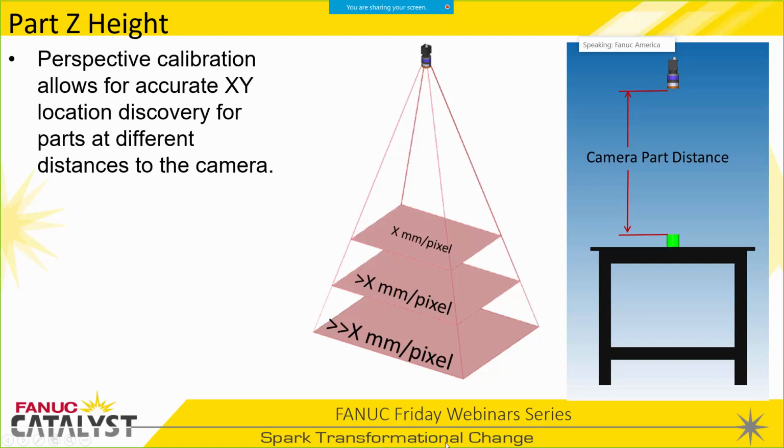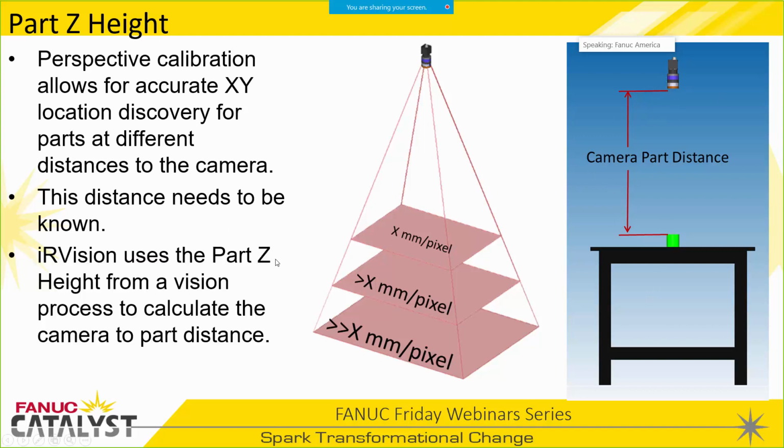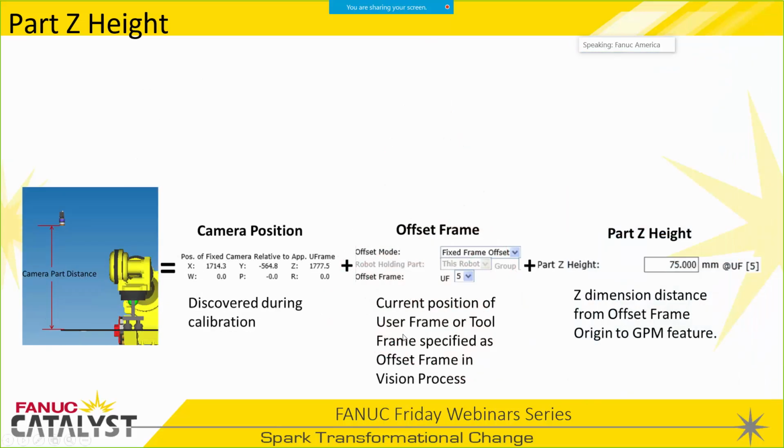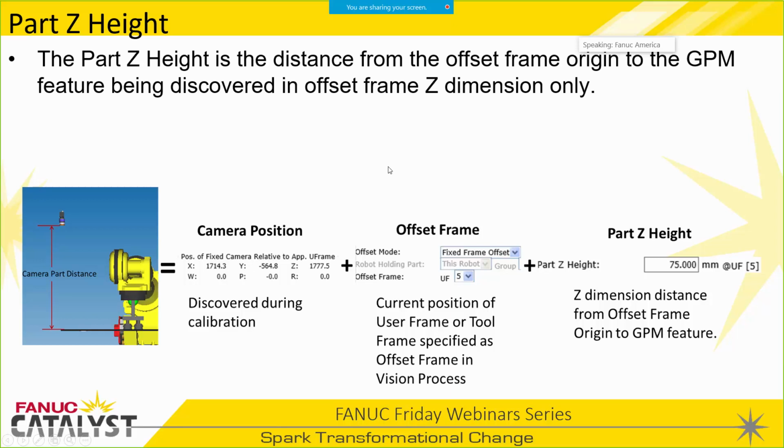So in order for iRVision or any vision system to accurately calculate an XY position, it needs to know the camera part distance. We need to know how far the part is from the camera in order to accurately calculate that. And the way iRVision does that is through what's called the part Z height, and that's in all 2D vision processes in iRVision. The part Z height is the distance from the offset frame of origin, so whatever your offset frame is, wherever that origin is, to the GPM feature that you're looking at in the Z dimension only. So what is the height of the feature in the offset frame?